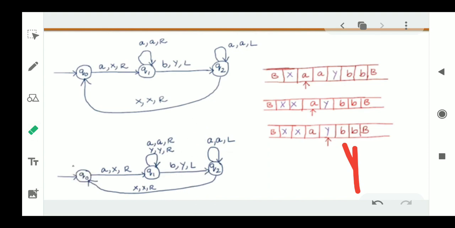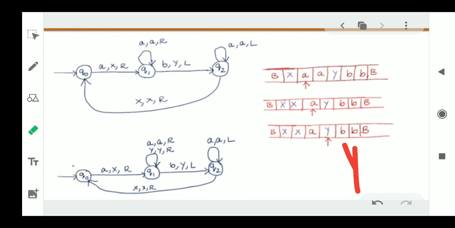After that, if I get any number of A's also, I will simply keep on moving to the left direction until the symbol X is found. If X is found, we will leave that X as X, and we will start moving in the right direction, and if any small a is there, we will change that small a with capital X and move on. We will keep on moving in the right direction. This is the final Turing machine diagram.